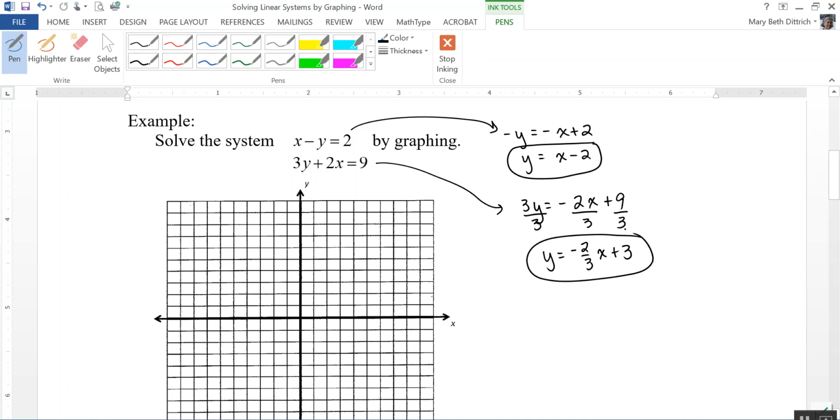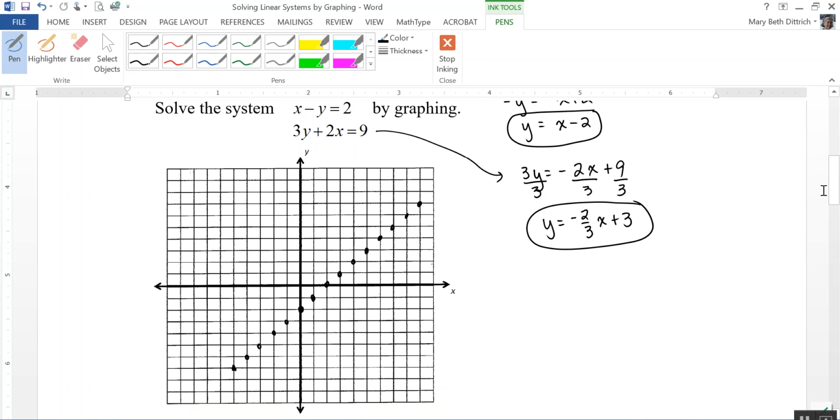Okay, so to graph, I'll start with y equals x minus 2. I begin with my y-intercept, and I have a slope of 1, which means up 1 and right 1. Because I'm looking for the exact point where they intersect each other, I'm just going to do a whole bunch of dots here, because I don't know where along here they're going to intersect each other. And instead of going just up 1 and right 1, I can also go down 1 and left 1. So there's my first line.